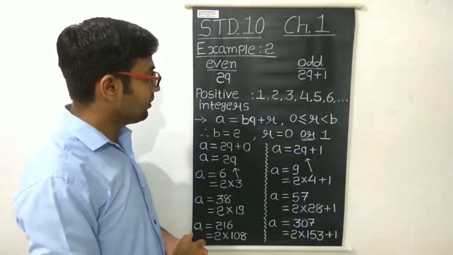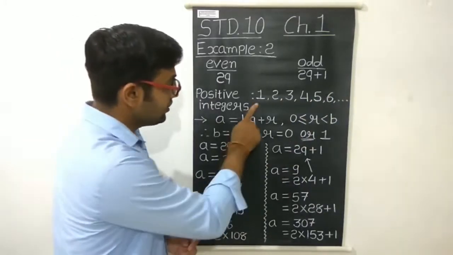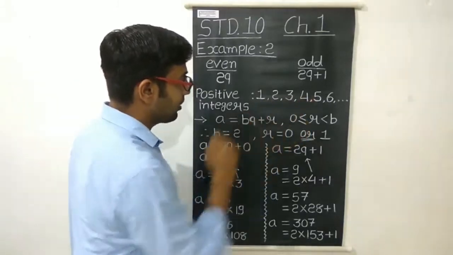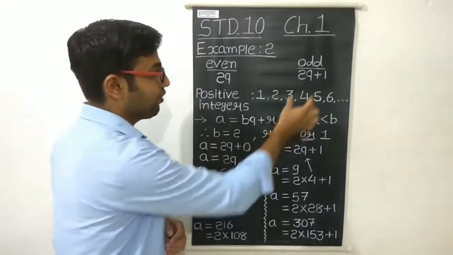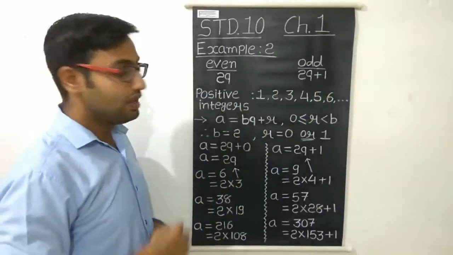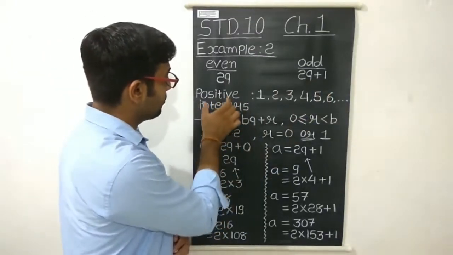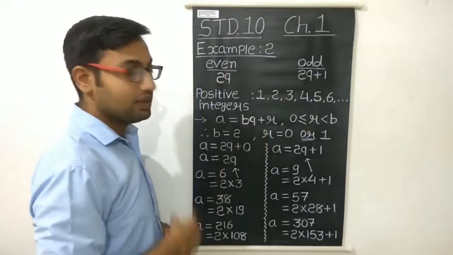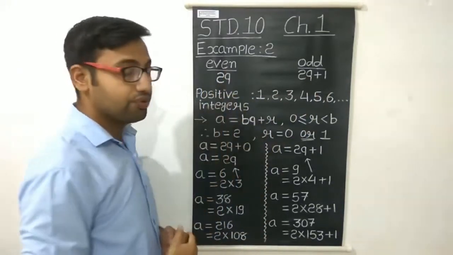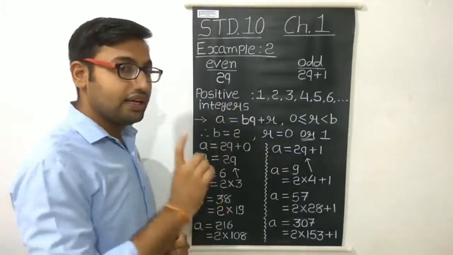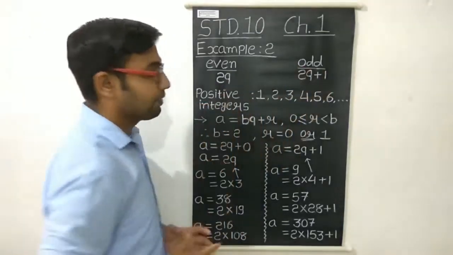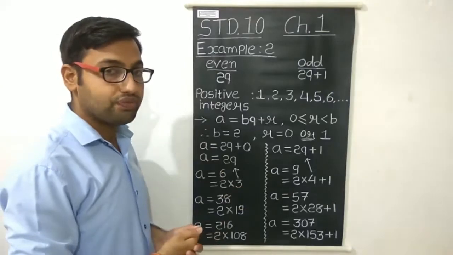So we have to show that each of these numbers is either in the form of 2q or in the form of 2q plus 1. If we select any positive even integer, then it will be in the form of 2q, and if we select any positive odd integer, then it must be in the form of 2q plus 1. That we have to show.